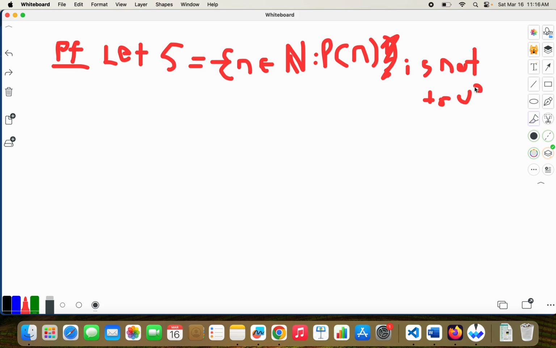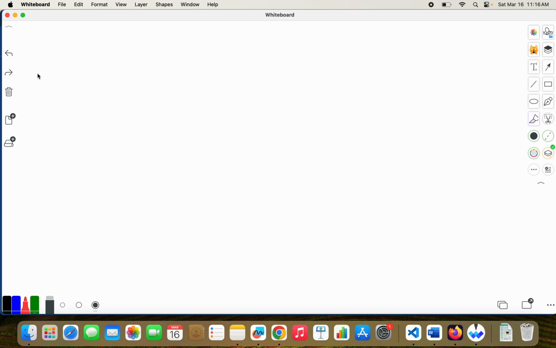Okay, so basically, let S be all the numbers in N such that P of n is not true. To prove induction, we're going to prove that this set is actually empty. We're going to prove this by contradiction. You assume the statement is false and then arrive at a false statement. So you assume the negation of the statement is true and then arrive at a contradiction.